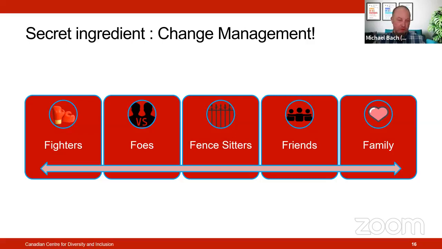That's our whole ultimate goal. We want people to be part of the change. Like I mentioned at the top, we all have a role to play in reconciliation, and we all have a role to play in inclusion. It's not one person's job. It's everyone's job. So what is everyone's role? And to do that, you need to move them all ultimately to family.